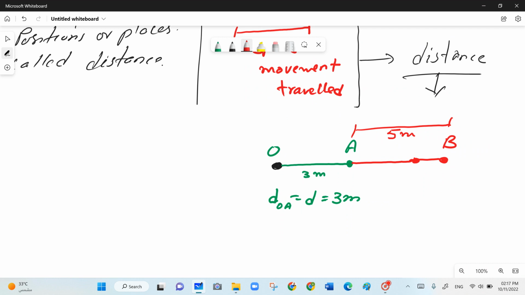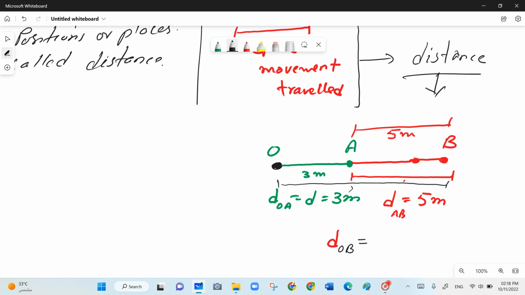Here we have two distances. If I take the distance from this point to this point, meaning distance AB, between A and B, that is the 5 meters. But if I say the distance from here to here, meaning O crossed A and reached B, between O and B, OA plus OB, of course it will be the sum of both, this 3 plus 5. So this is the total distance covered, 8 meters.